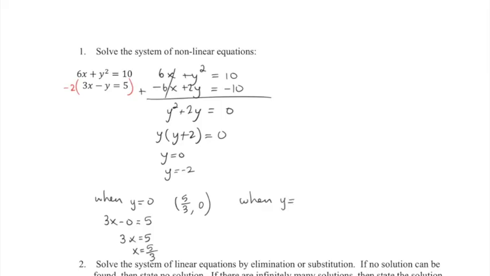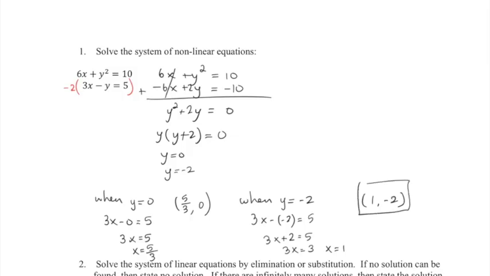When y equals -2, I'm going to use the same equation. 3x subtract y, so that's going to be subtract -2. So x equals 1. So the other solution is 1, comma, -2.